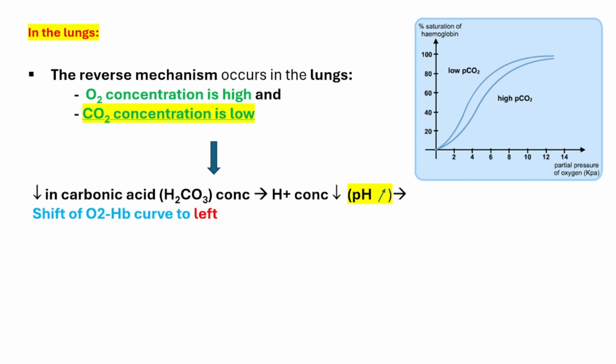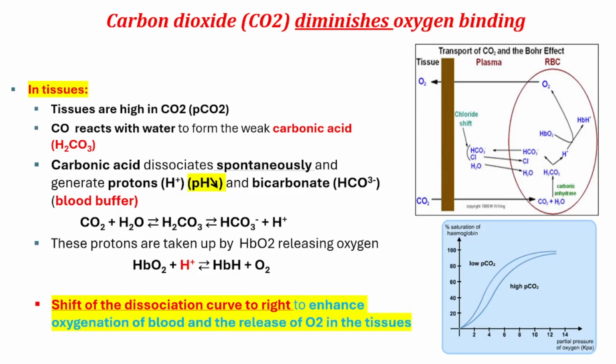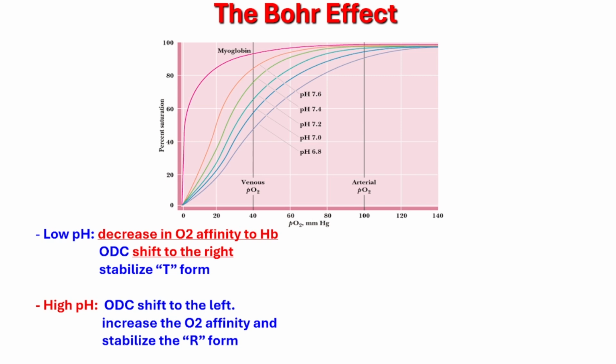If the CO2 is low, it means that the pH is high, because what I will have here is less of this, less of this, less of this, and less of this. So less proton means high pH. Okay, so if I have high pH, I'm going to have a shift to the left.